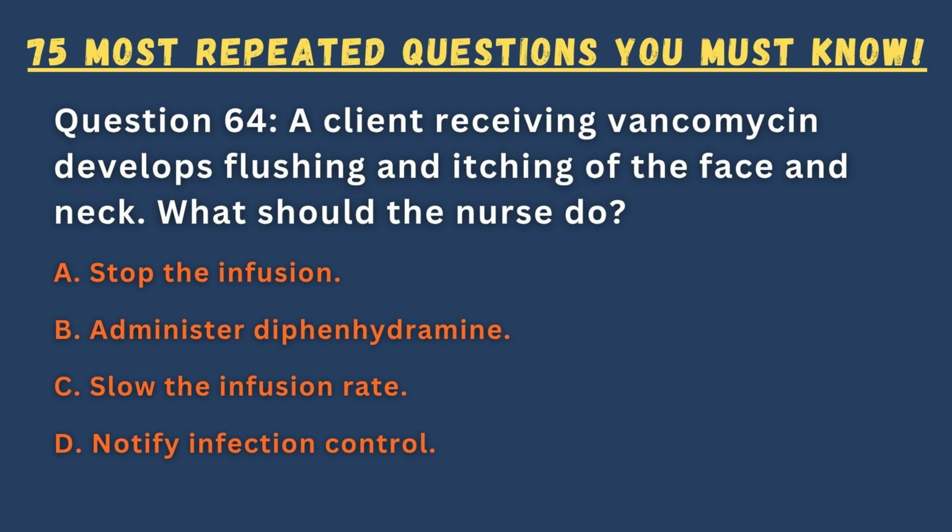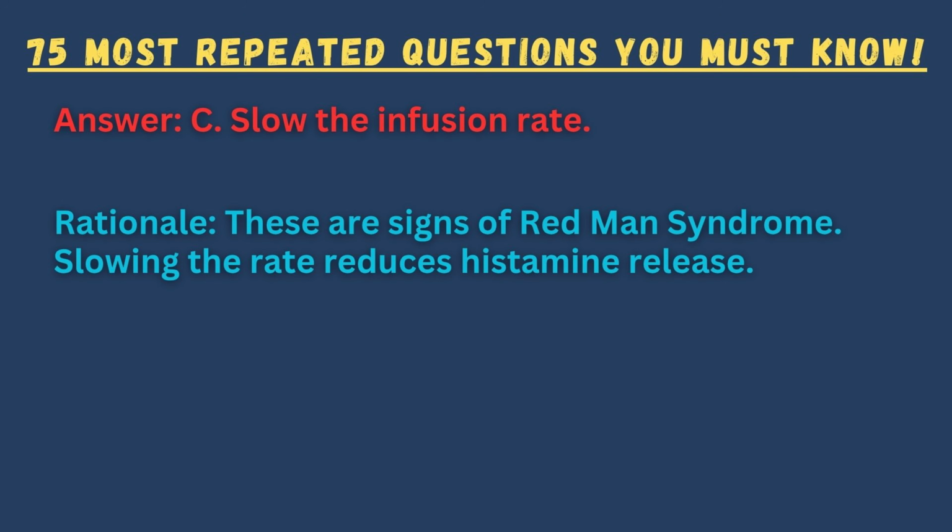Question 64. A client receiving vancomycin develops flushing and itching of the face and neck. What should the nurse do? A. Stop the infusion. B. Administer diphenhydramine. C. Slow the infusion rate. D. Notify infection control. Answer. C. Slow the infusion rate. Rationale. These are signs of red man syndrome. Slowing the rate reduces histamine release.